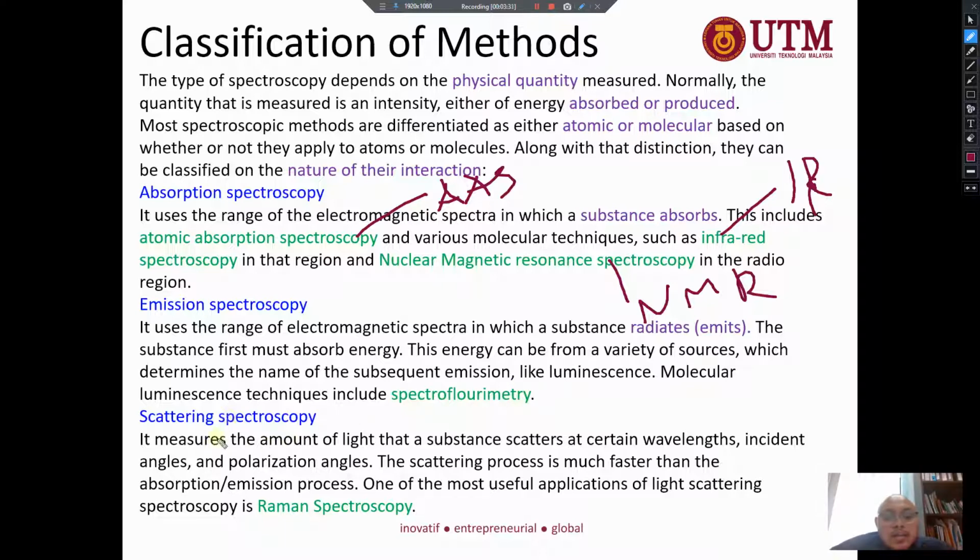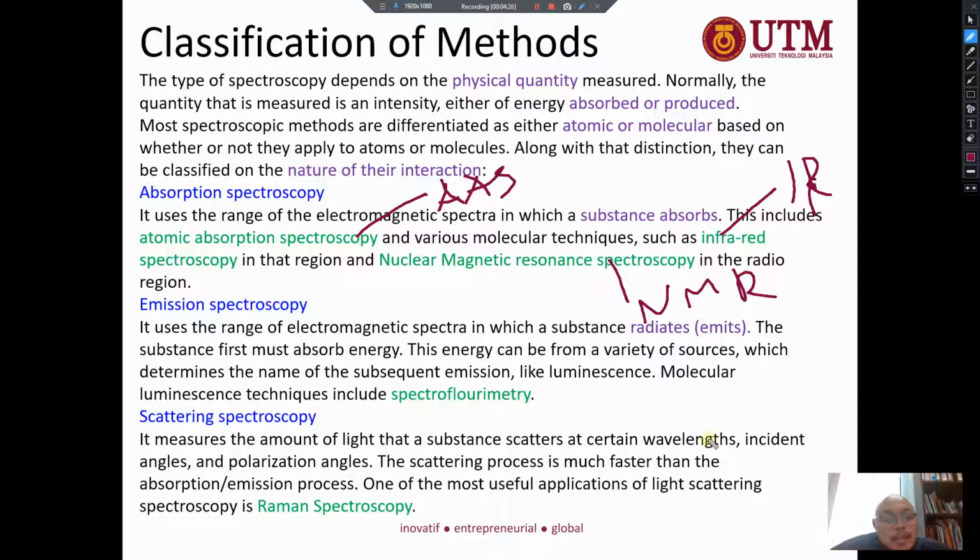For scattering spectroscopy, it measures the amount of light that a substance scatters at a certain wavelength, incident angle and polarization angle. The scattering process is much faster than the absorption or emission process. Emission spectroscopy is the longest one because we need the substance to absorb first, and we need to wait before we can measure the emission. In absorption spectroscopy, we just measure the amount of radiation absorbed, but scattering is very fast compared to the others. I believe it is about a millisecond. It's not even a breath, not even one inhaling of breath. The difference is not that much.